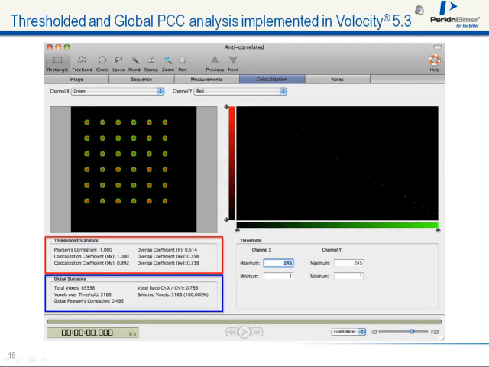And that's why we've implemented a thresholded version of Pearson's correlation coefficient in Velocity 5.3. Now the old version, the global version, is still there, and all the global numbers, the numbers that apply to the whole data set, I've highlighted here with a blue box. And all the thresholded statistics, all the values that depend on the threshold being set, I've highlighted here in red. So you have the choice of both, but we do recommend the thresholded for Pearson's correlation coefficient.